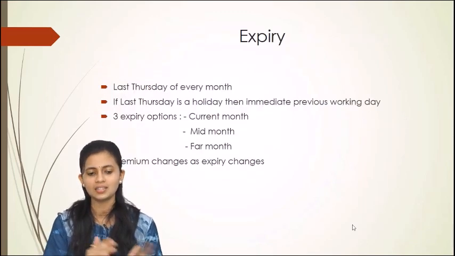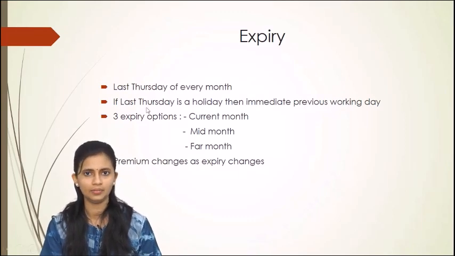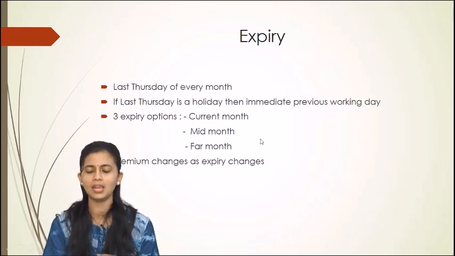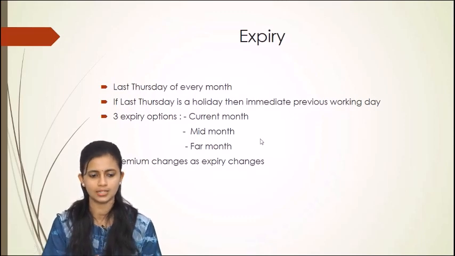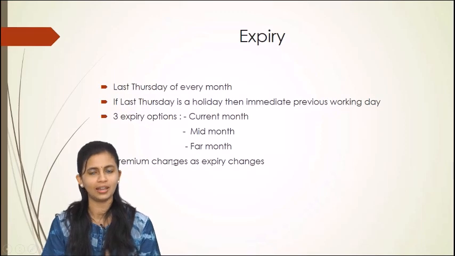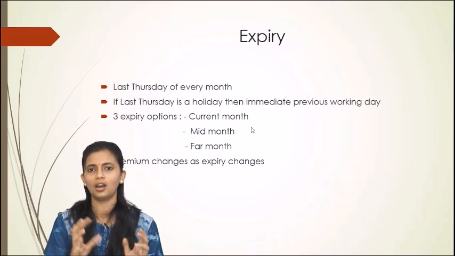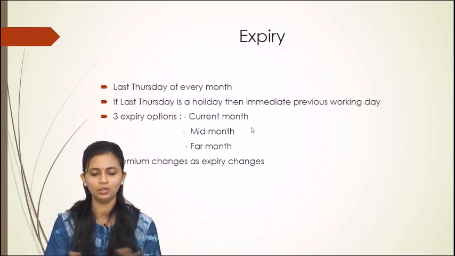Expiry is on the last Thursday of every month, right? Now if that last Thursday is a holiday, then the expiry will be the immediate previous working day, that is Wednesday. Okay, so now you have 3 expiry options available to trade, that is current month, mid month and far month. What is this? I'll show it in the portal also in some time.